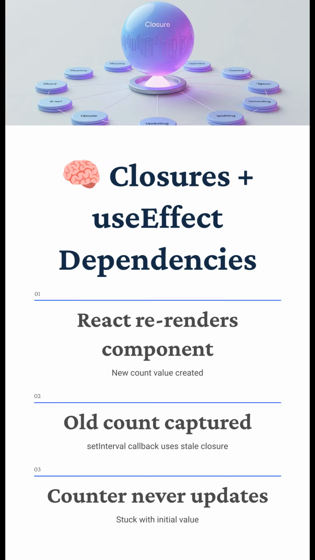Why does this happen? Every time React re-renders, a brand new count value is created, but our setInterval callback still points to the old one because of how JavaScript closures work. Since our dependency array is wrong, the effect never sees the new state. That's why the counter never updates correctly.